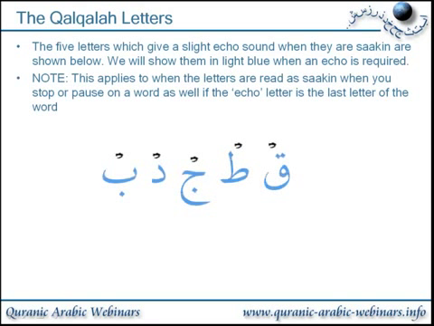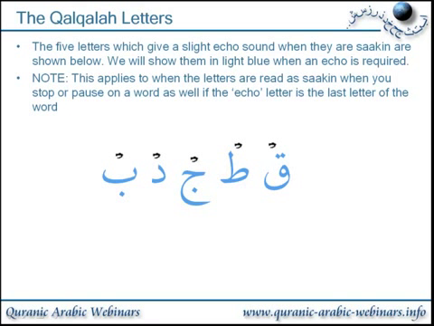Okay, so I'll just bring those up. And I've got a note here, we will show them in light blue when an echo is required. So these are the 5 letters. You can remember them as Qa, Ta, Ja, Da, Ba. And we've put the sukoon on all of them to indicate the echo happens when they are sakin.